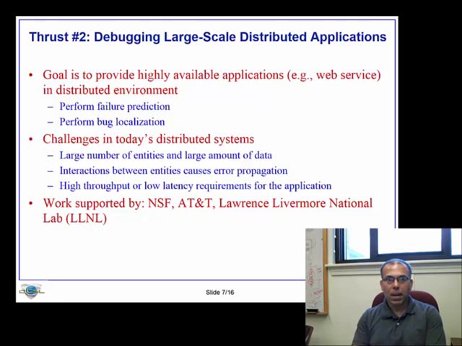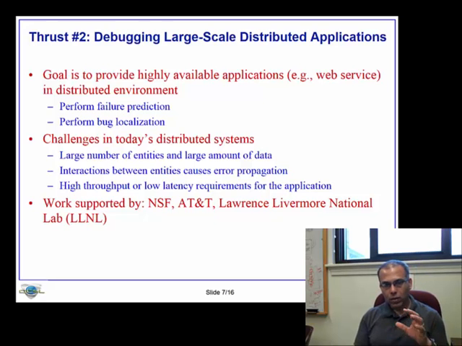Going to discuss thrust number 2. In thrust number 2, in our projects going on within the Dependable Computing Systems Laboratory, we are considering the problem of debugging really large-scale distributed applications. So the goal here is to provide applications which are distributed, running on multiple machines. Oftentimes these machines are distributed over wide areas, and run these applications in a way which is dependable.